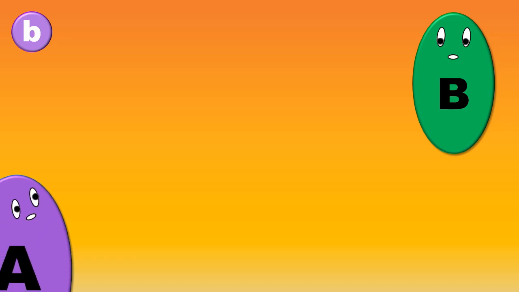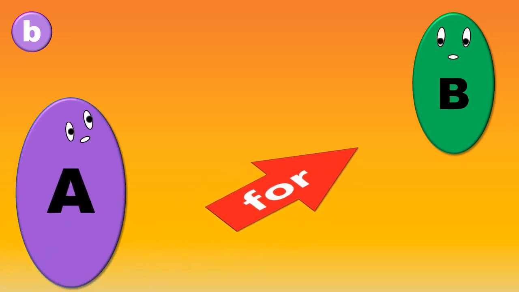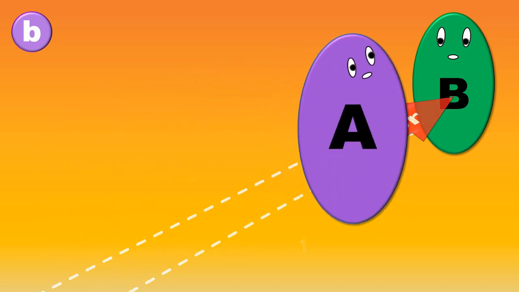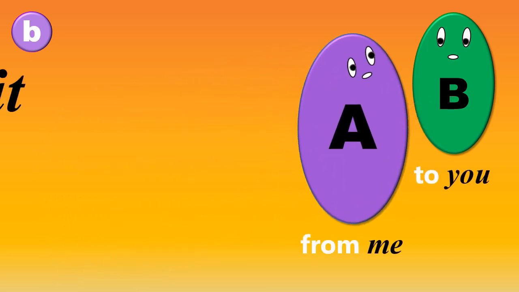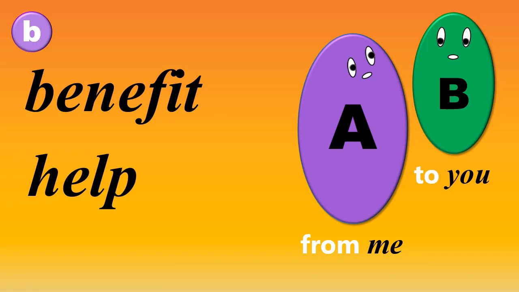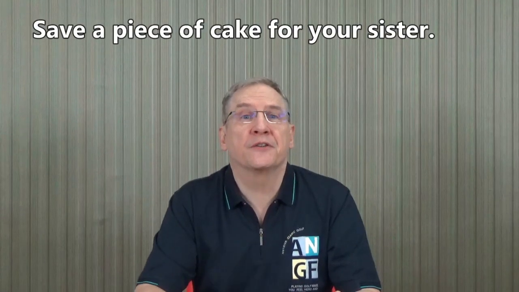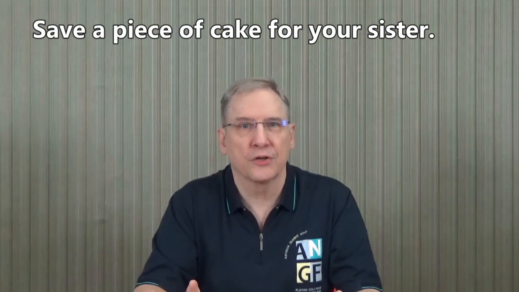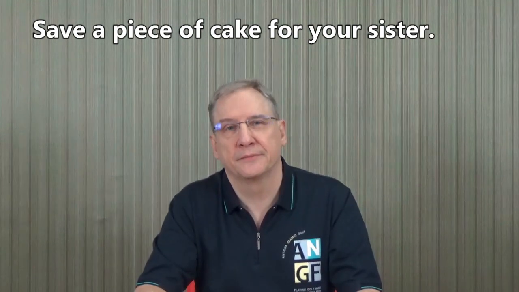B. "For" indicates direction. Who or what receives the benefit of our help? Save a piece of cake for your sister. Keep a piece of cake so your sister may have it later.